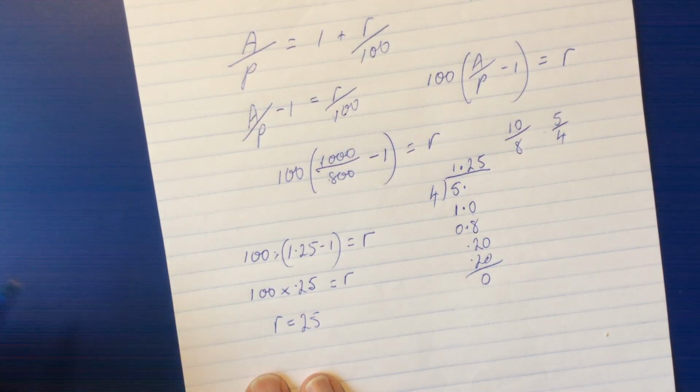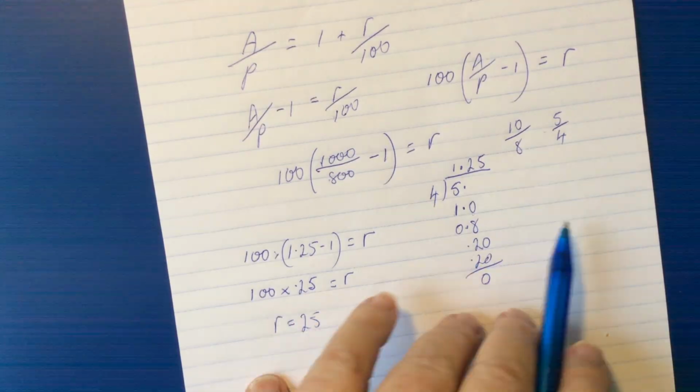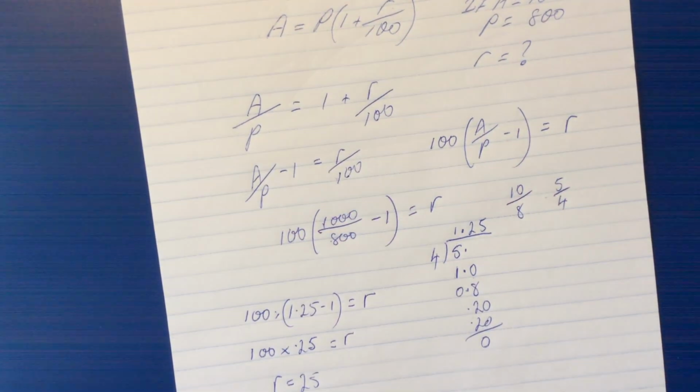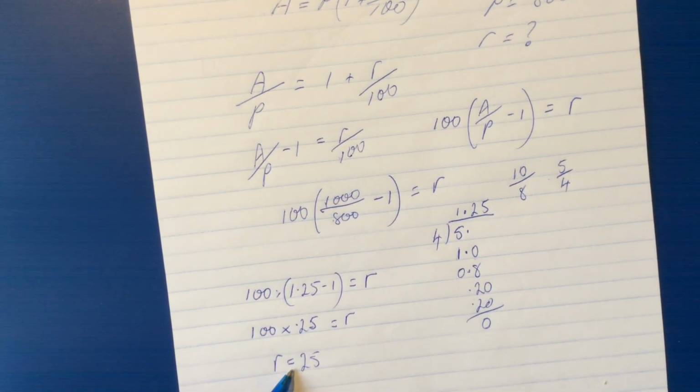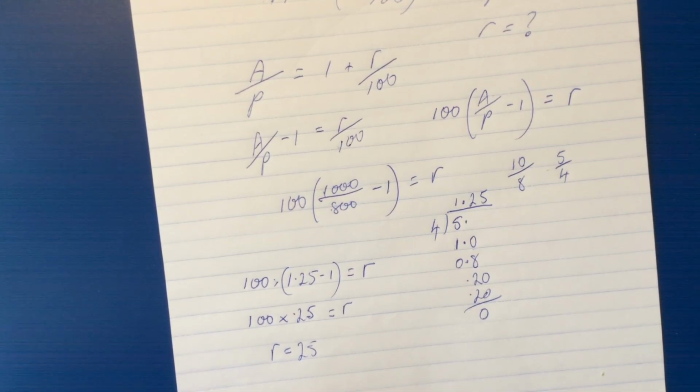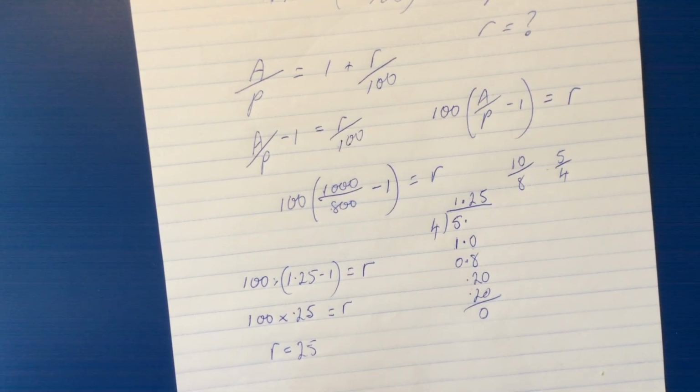So this thing was R, which is usually the percentage rate of interest, and it's pretty high. It's 25. Good if you can get it.